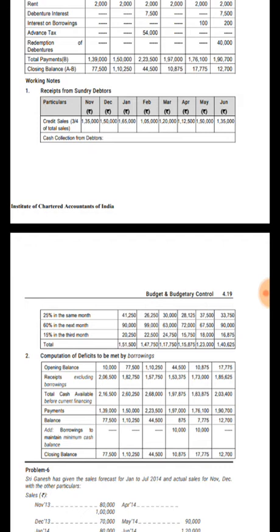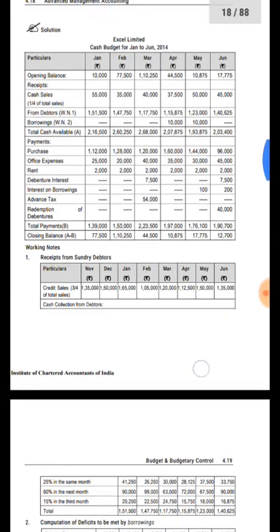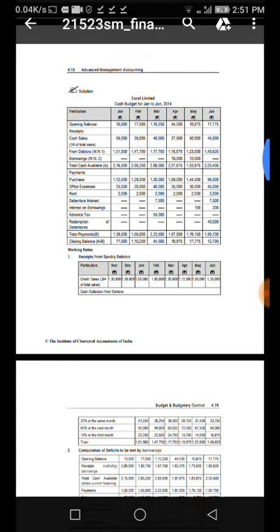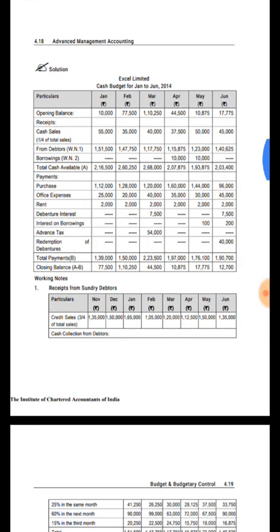which is less than our minimum requirement of 10,000. So that's why we will borrow again 10,000. So the closing balance is 17,775. Okay, so we borrowed here, we will mention borrowing 10,000 here. Then next month the closing balance will become the opening balance.